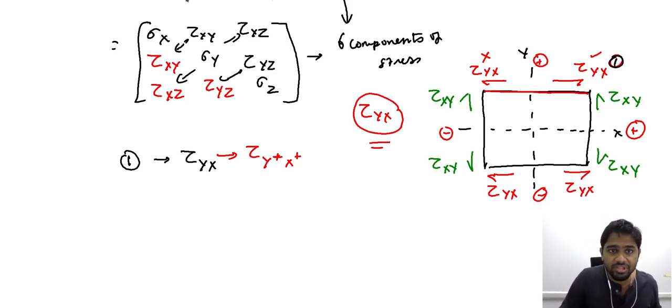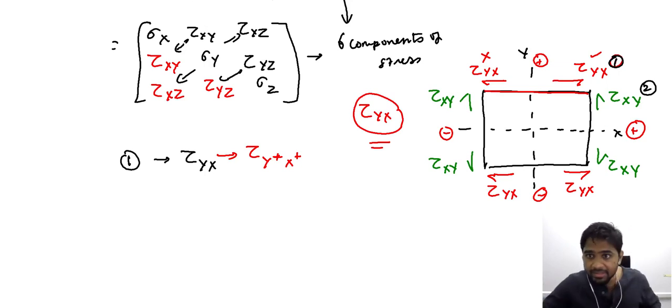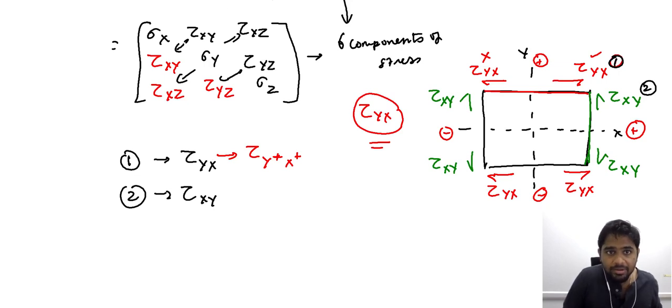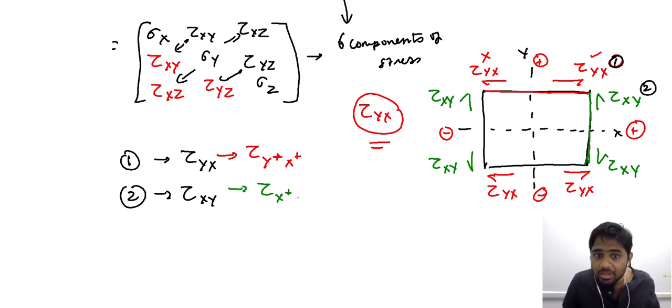Now let us consider the stress N2. The stress 2 is again acting on a plane that cuts the x-axis in the positive region. In the positive side of the x-axis, this green plane is cutting. So the stress is acting on a plane that cuts the x-axis in the positive region. Therefore the stress 2, that is xy, can be written as tau. It is cutting the x plane in the positive region, and the stress is acting along the positive y direction.